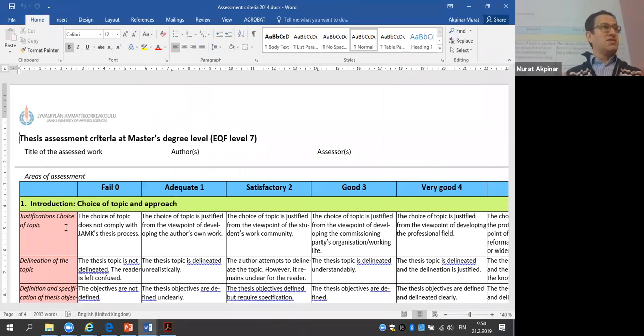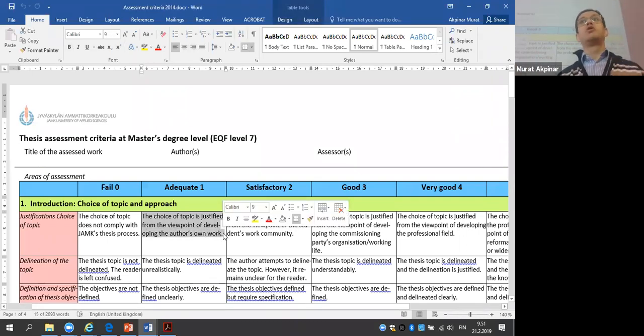So here we have the assessment criteria, which is our Bible. So if you are interested in what kind of grade you will get, this is what will tell. You know, we always go with this Bible when we assess. So justifications, choice of the topic. Now, the choice of topic is justified from the viewpoint of developing the author's own work. So you have only here personal motivation. Well, you will get the grade of 1 from this, not more.